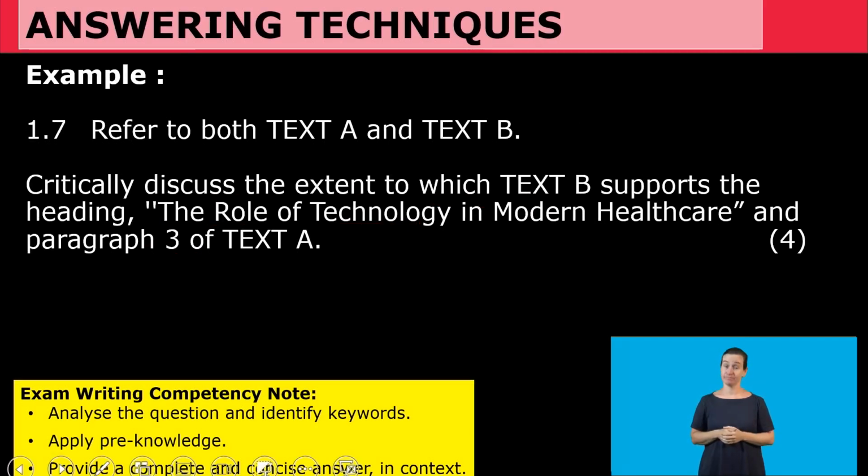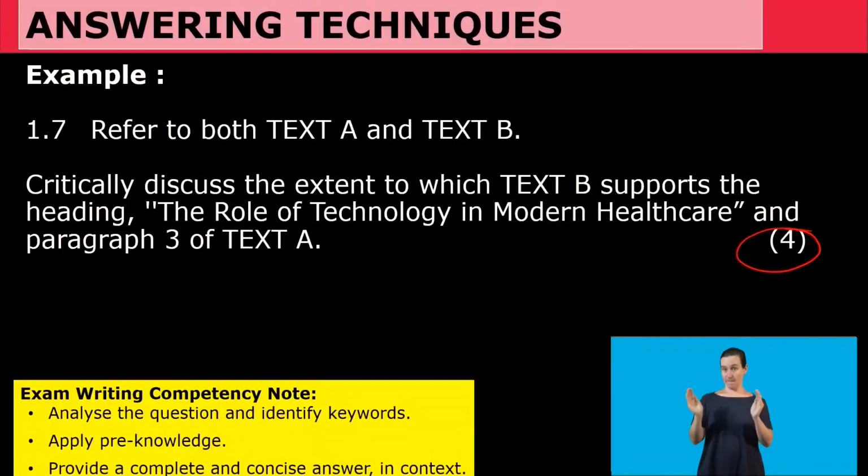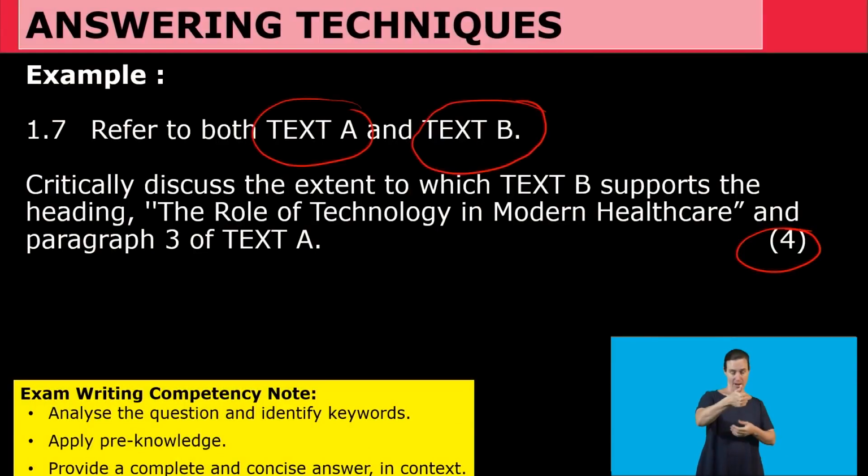Now, you'll also be aware, grade 12, that there is a comparative question, and it's for 4 marks. It has the most marks in this question. Here you have to refer to text A and text B, but read very carefully. Critically discuss, there is the verb of questioning, the extent to which text B supports the heading, the role of technology in modern healthcare, and paragraph 3.